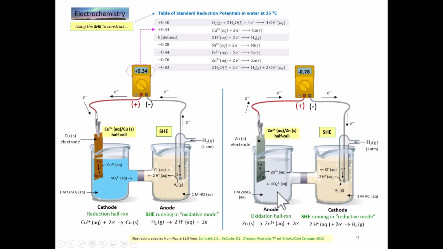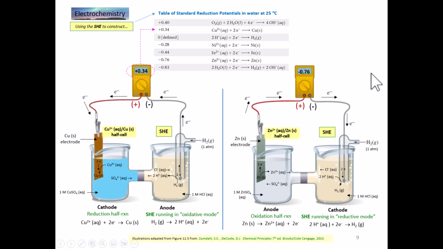In other words, zinc is being oxidized to zinc 2+. Oxidation is occurring here, so this is the anode. And electrons are leaving the zinc half cell and going over into the standard hydrogen electrode. And here, hydrogen ions are being reduced to hydrogen. So the standard hydrogen electrode is now running in reductive mode.